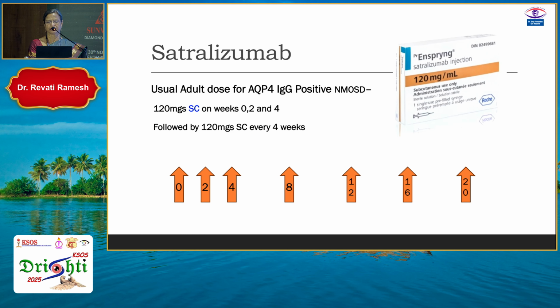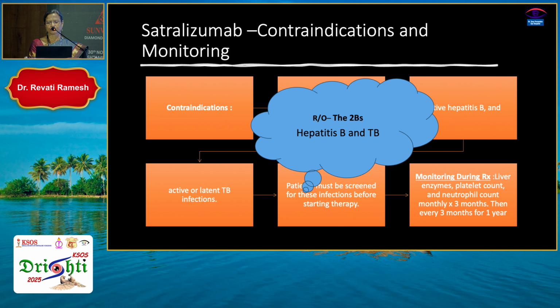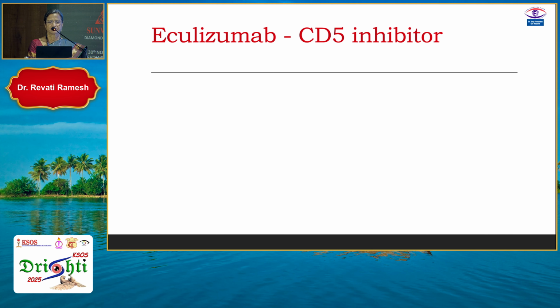The dose is 120 milligram subcutaneous on weeks 0, 2, and 4, followed by 120 milligram subcutaneous every 4 weeks. The contraindications are hypersensitivity reaction to the medication, and we have to rule out the 2 Bs, hepatitis B and TB. Even during treatment, you have to keep an eye open for reappearance or recrudescence of these two diseases.